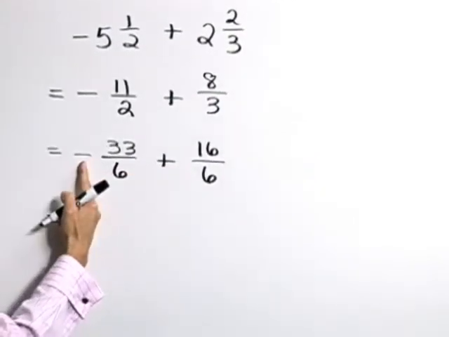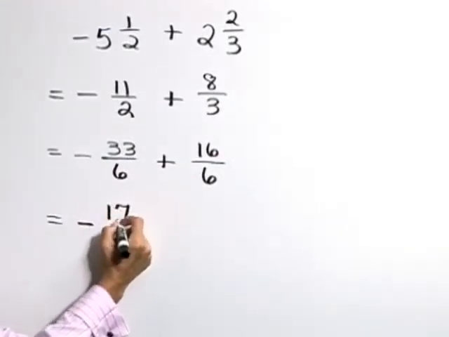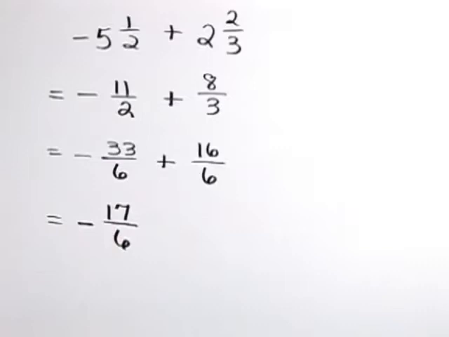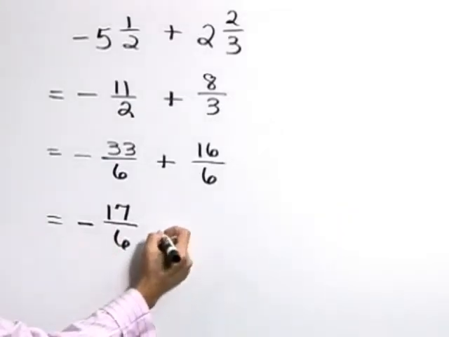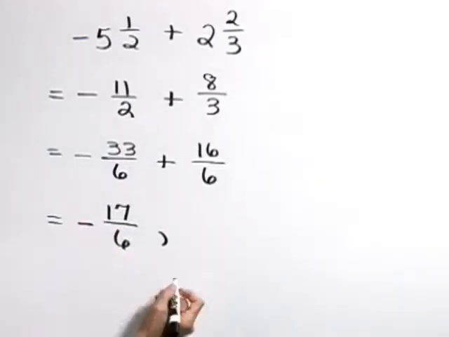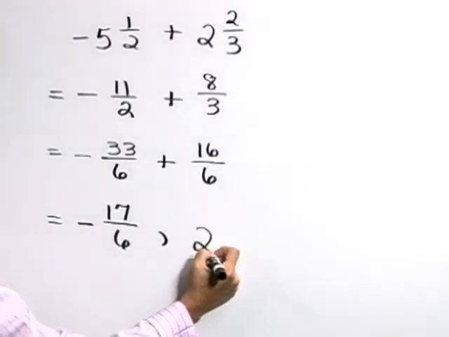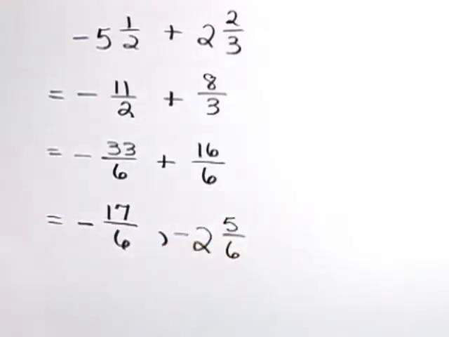-33 plus 16 is -17/6. Now this is reduced form, but you can also write this result in mixed number form, because 6 goes into 17 2 times with 5 left over. So we can also write that result as -2 5/6.